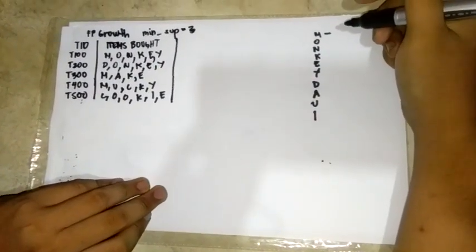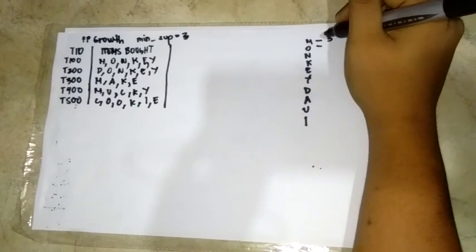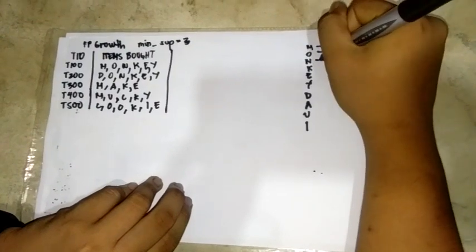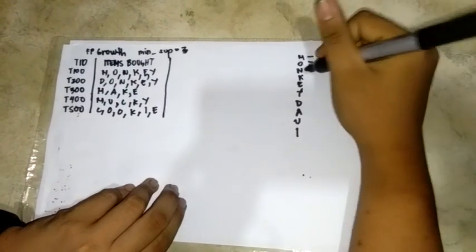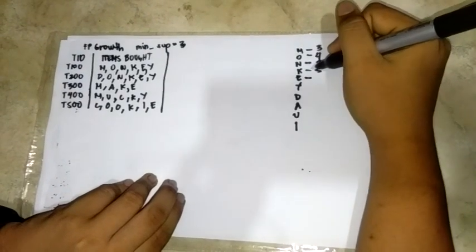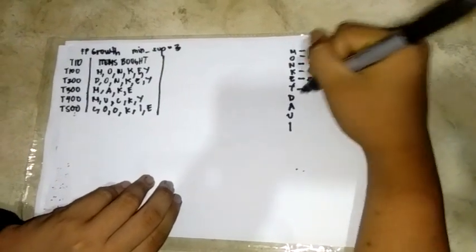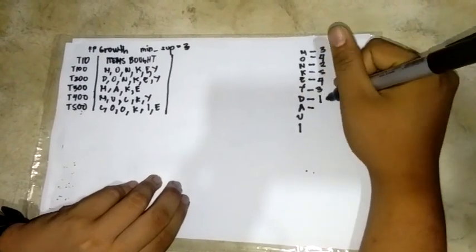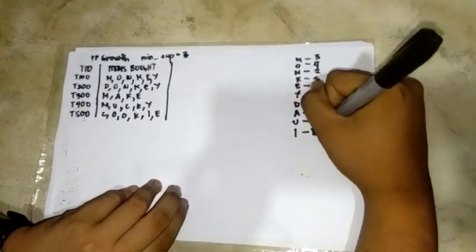Here has 1, 2, 1, 2, and 3. How many O in the transaction? There are only 4 O. How many N? There are 1, 2. How many K? There are 5. How many E? 1, 2, 3, 4. How many Y? There are 1, 2, 3. How many D? There is 1 D. How many A? There's 1 also. U is 1. I is 1.